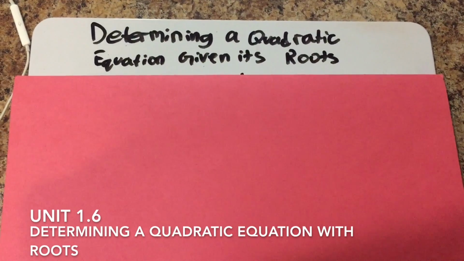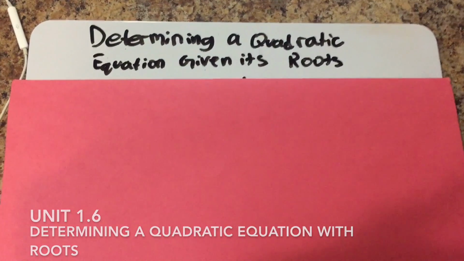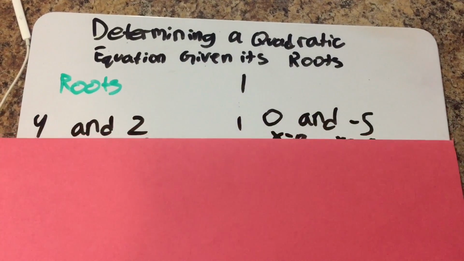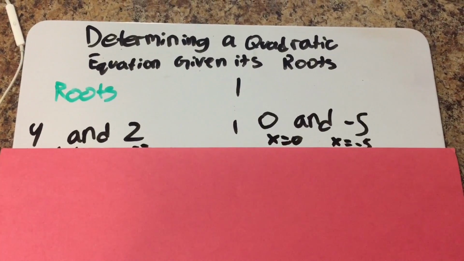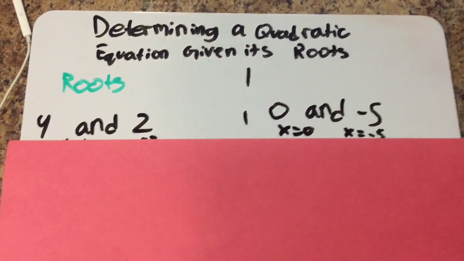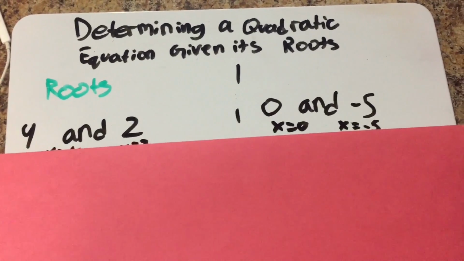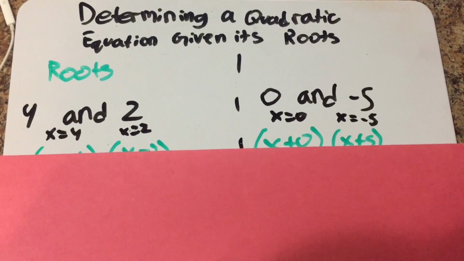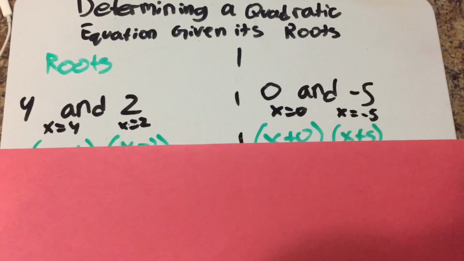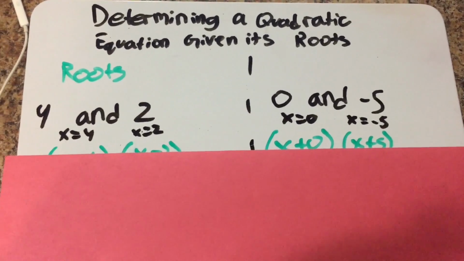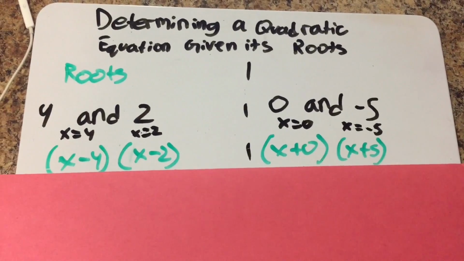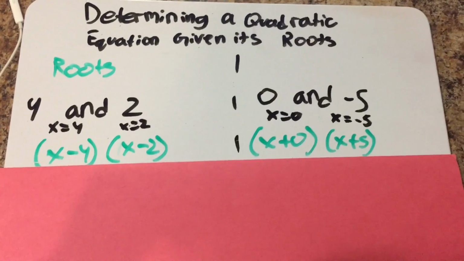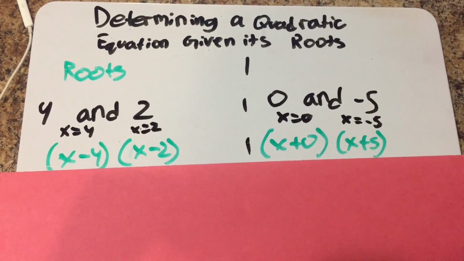Determining a quadratic equation given its roots. This is very simple. So let's get the roots first. Your roots are 4, 2, 0 and negative 5. What you've got to remember is that it is written as x equals 4, x equals 2, x equals 0, and x equals negative 5. So you have to bring it back to the other side of the equation. So you have x minus 4 times x minus 2, times x plus 0 times x plus 5.